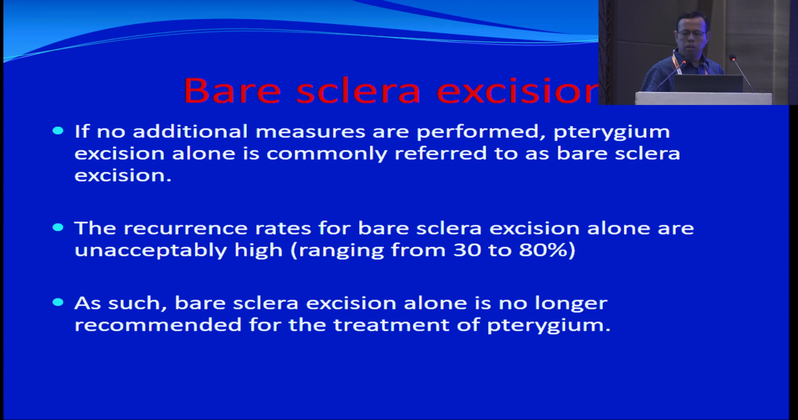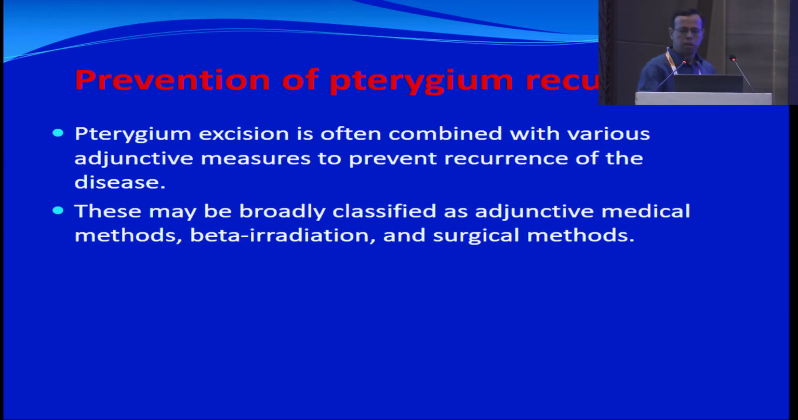So bare scleral excision, when no additional measures are performed, we call it the bare scleral excision, but the recurrence rate is very high. It may be up to 80 to 90%. So as such, bare scleral excision is no longer recommended nowadays. So we have to do some adjunctive treatment to prevent the pterygium recurrence.